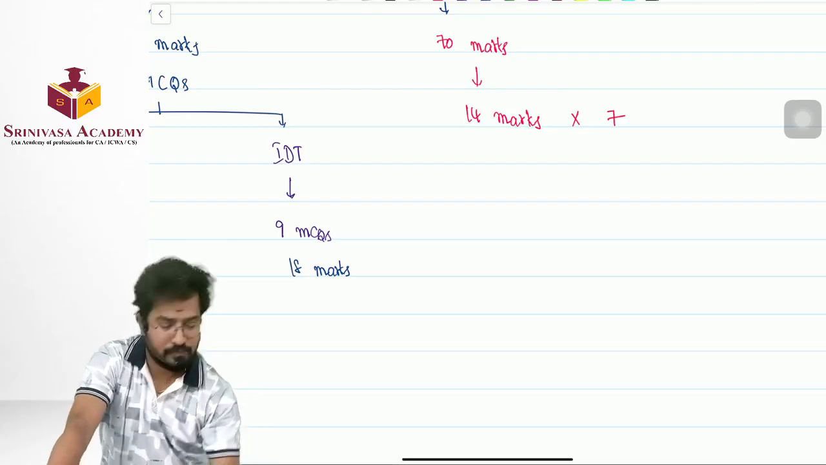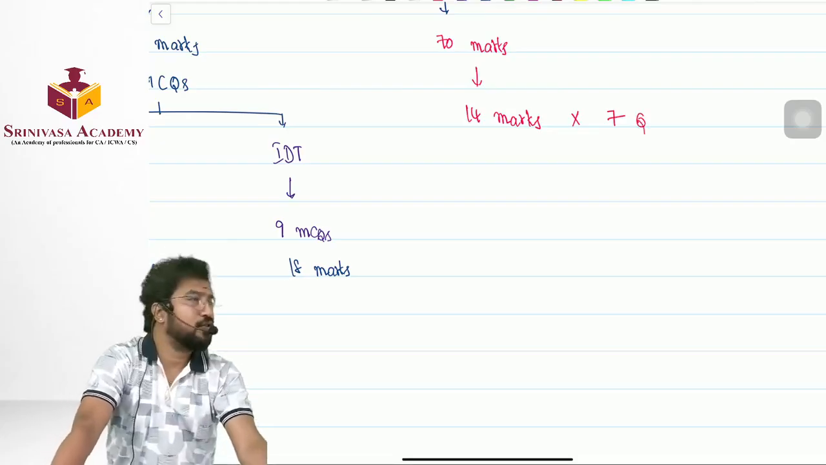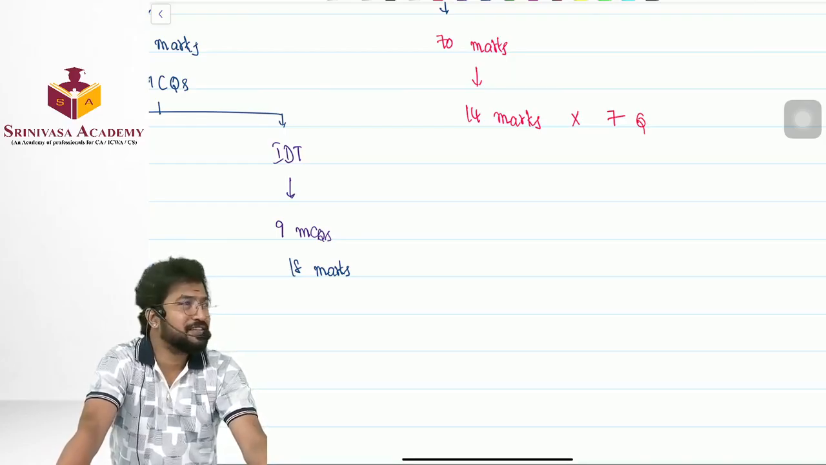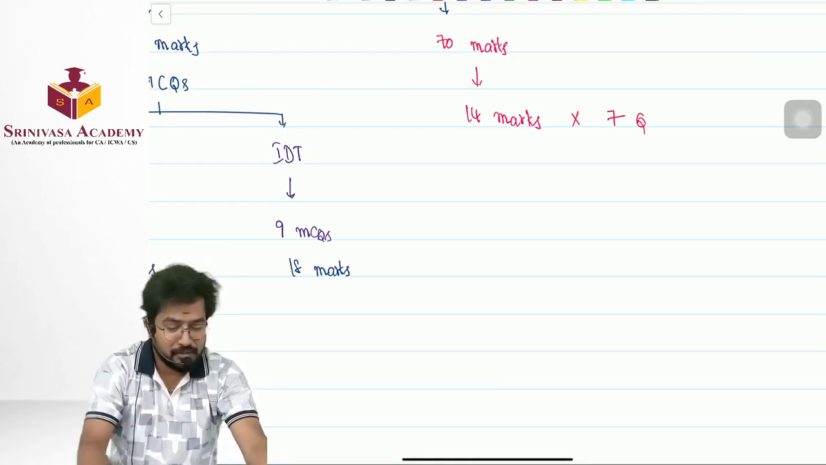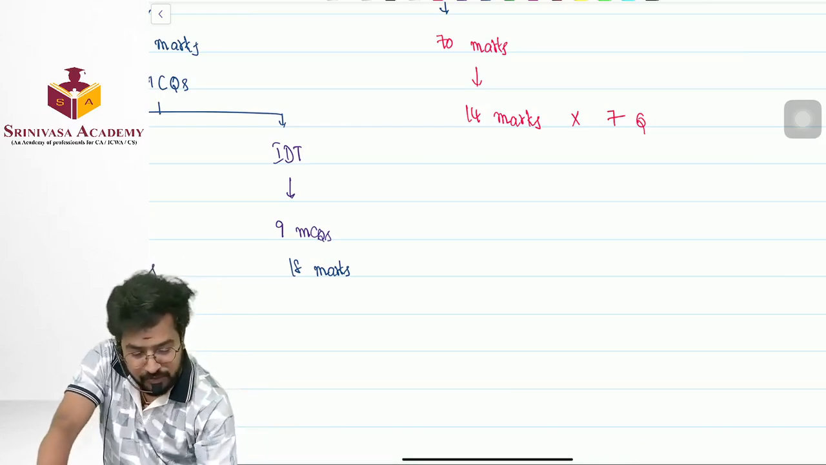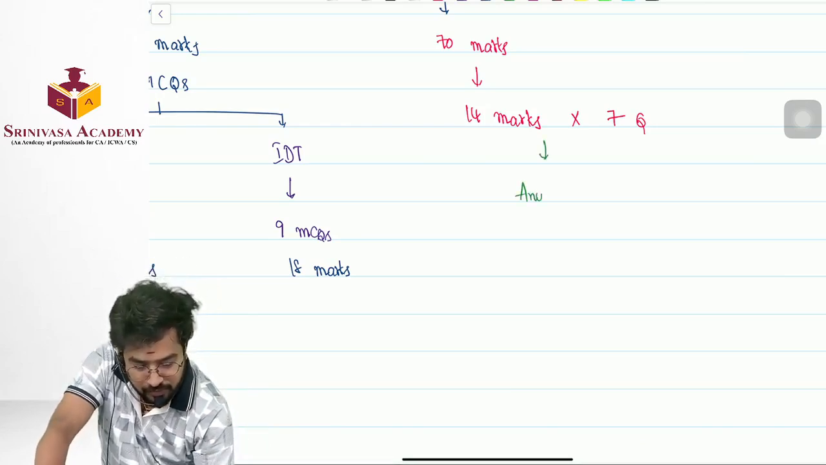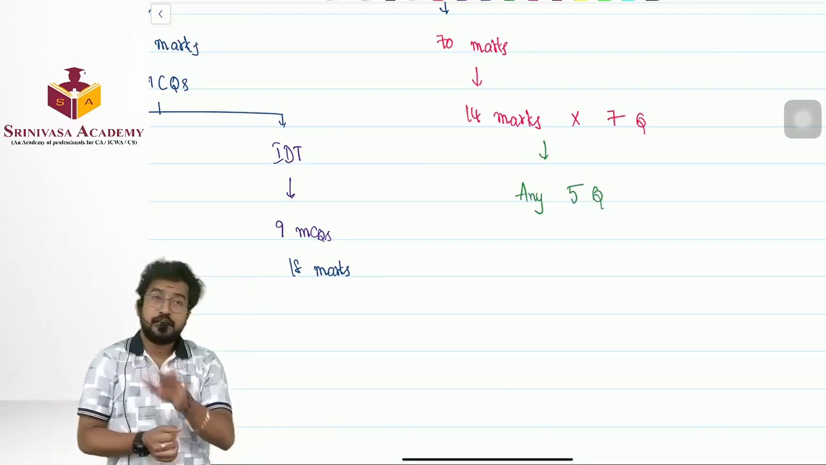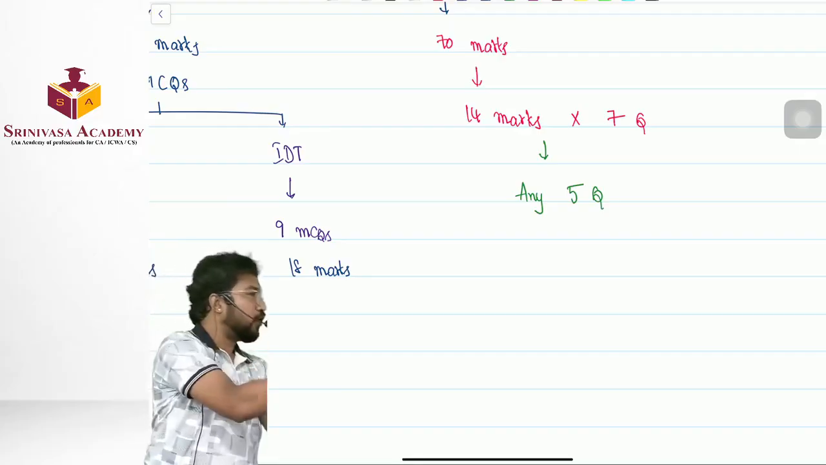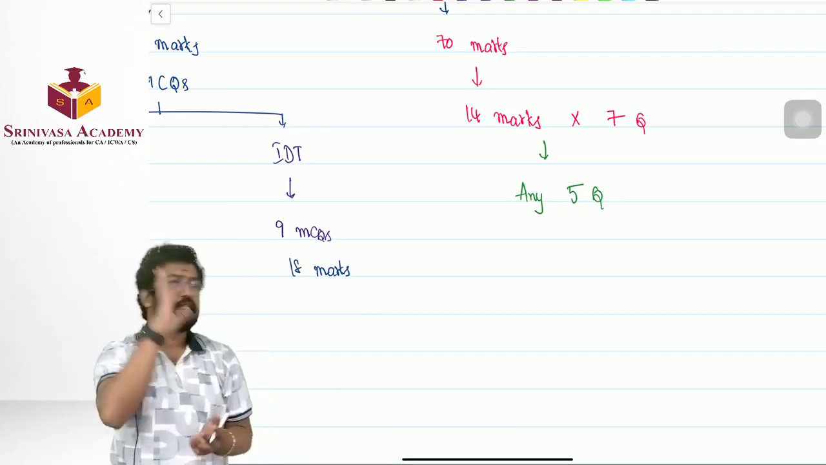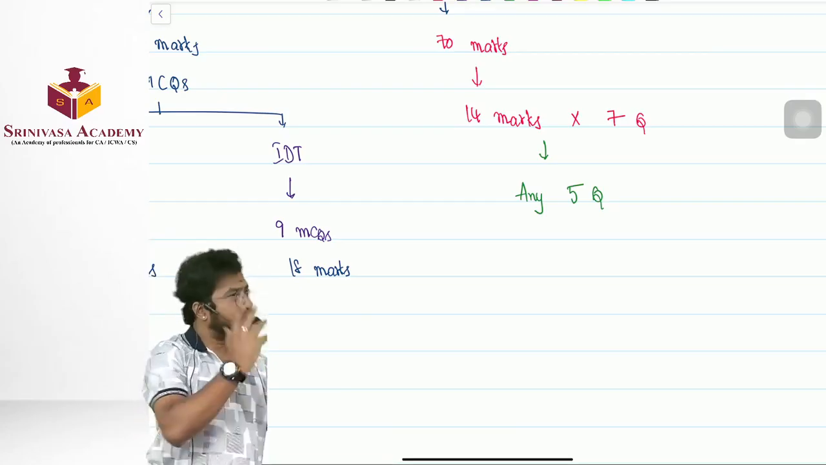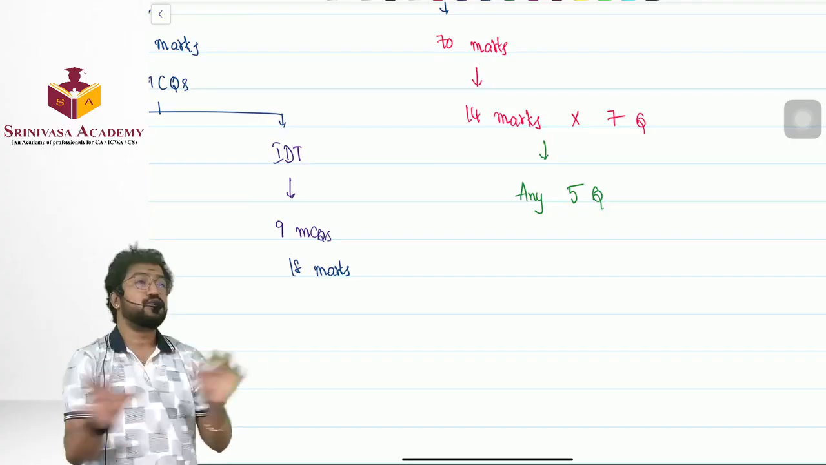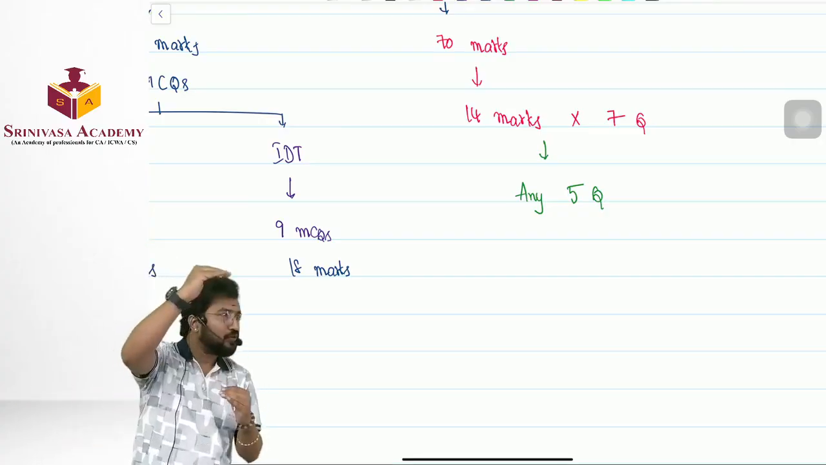Now the interesting part is, you have 7 questions of 14 marks. 14 fives are 70. That means out of 7 questions you should write only any 5. You can write all direct tax questions and leave 2 indirect tax questions by choice, or you can write all indirect tax questions and leave 2 direct tax questions, something like that.